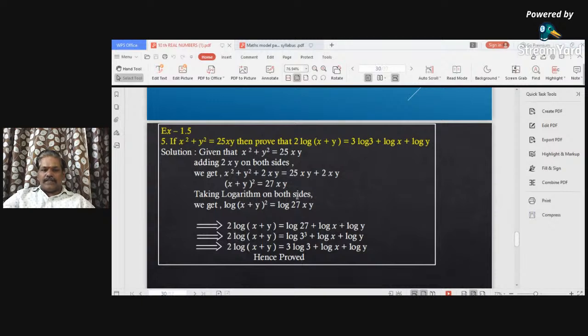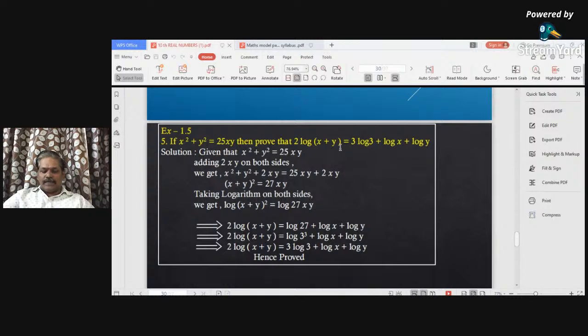Taking log on both sides, we get log of (x plus y) whole square is equal to log 27xy. As we know the formula, log a to the power m is m log a, and log abc will become log a plus log b plus log c. So here in place of a we have 27, in place of b x, in place of c y. Log 27 plus log x plus log y. Again 27 can be written in the form of 3 cube. Again we can apply the log a to the power m formula, that is m log a. Therefore, hence we prove that 3 log 3 plus log x plus log y is equal to 2 log of x plus y.